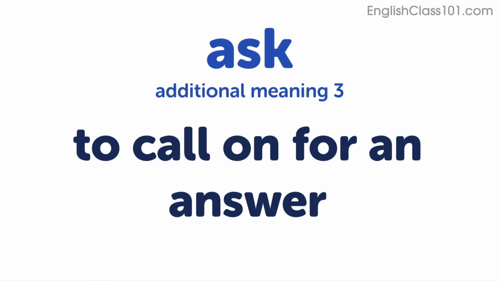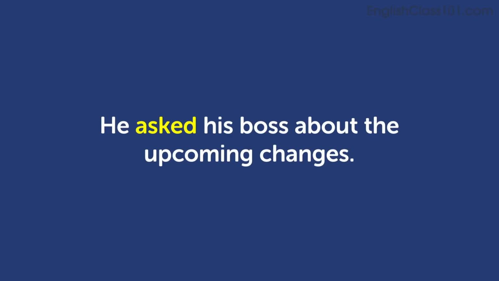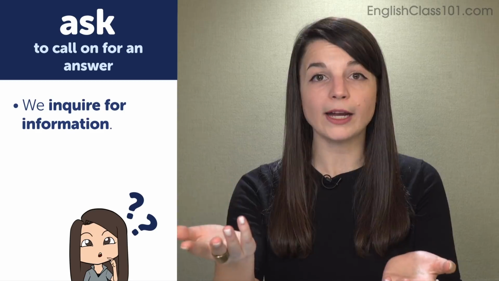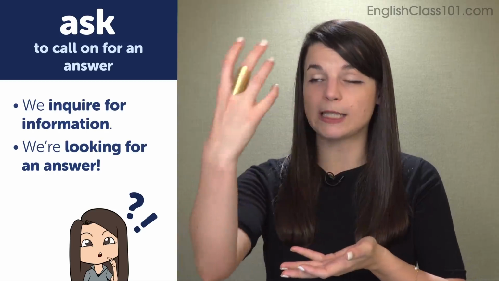The next meaning is to call on for an answer. Here are some examples. He asked his boss about the upcoming changes. She asks her neighbors for help every year. So to ask in these cases, it's not quite a request, but rather we're looking for information. We're looking for an answer. We have a question about something, or we need some information, and so we inquire for information. I suppose you can think of it like making an information request in that way, but we're looking for some kind of answer. We go to someone to get information, to get an answer about a question.